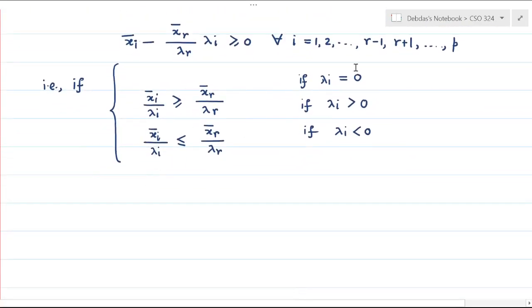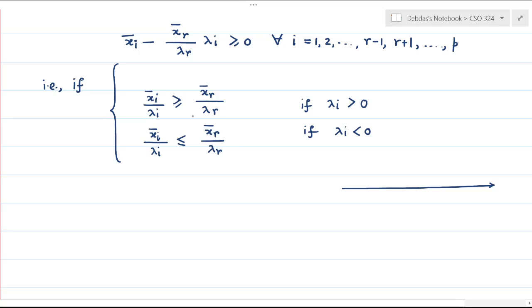So for lambda I greater than 0, if lambda I is equal to 0, you don't require any restriction, because if lambda I is equal to 0 for some particular I, then in that case you will observe that this is automatically greater than or equal to 0. So you require to choose r such that these two inequalities hold. By these two inequalities, we now try to collect what the essential condition is.